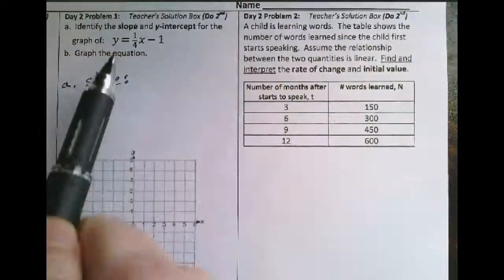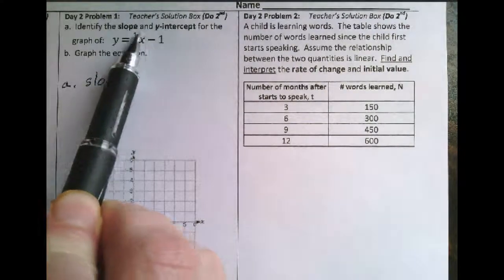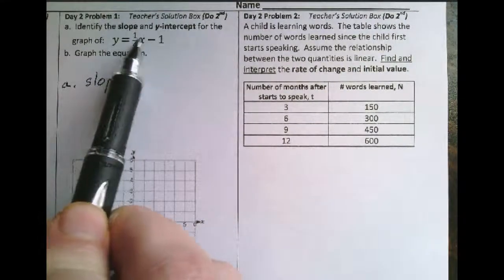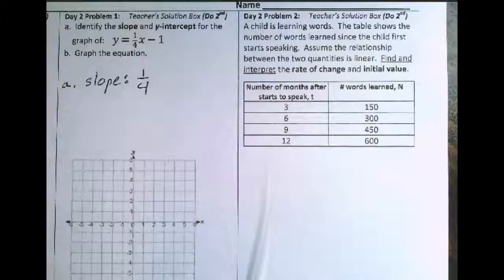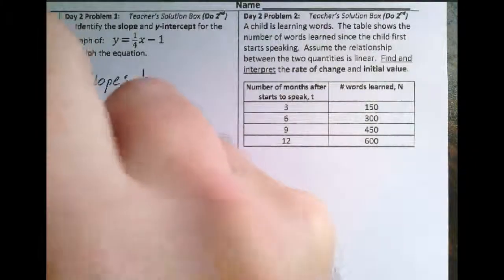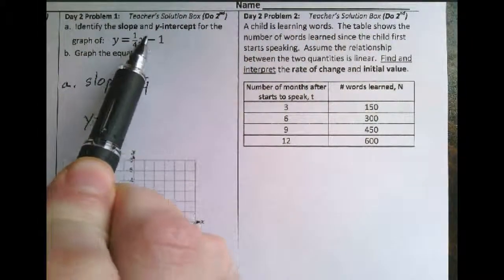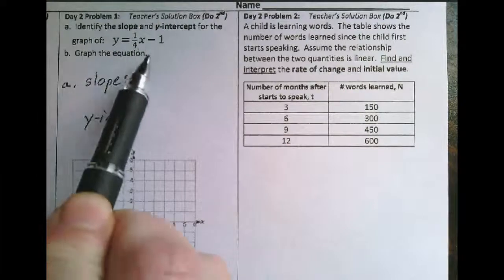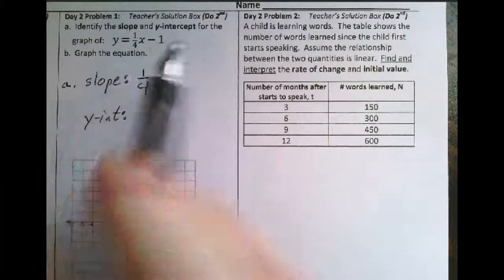When a linear equation has the variable y alone and following the equal symbol is the x term, then the coefficient of the x is the slope, 1/4. Now let's do the y-intercept. When an equation is in this form, the y-intercept is the constant term, in this case -1.